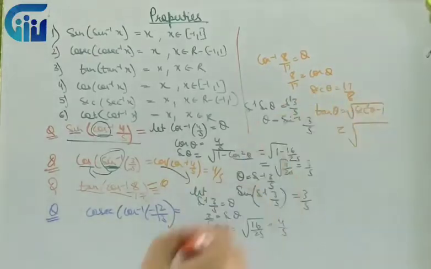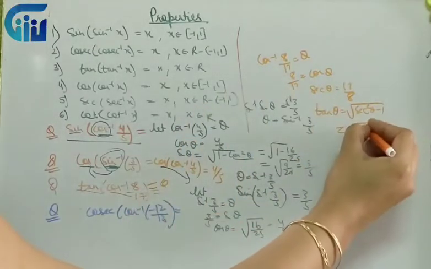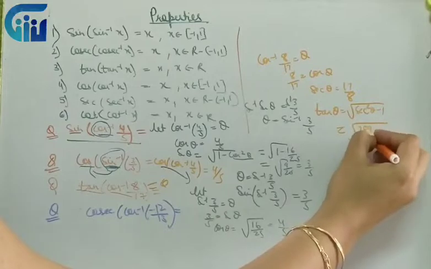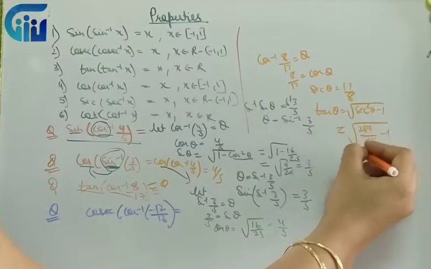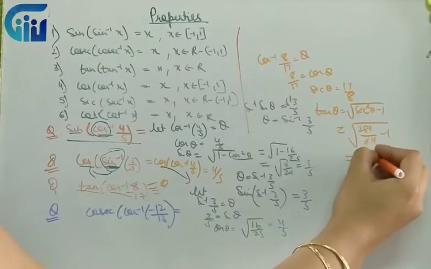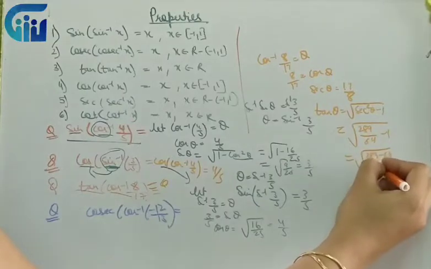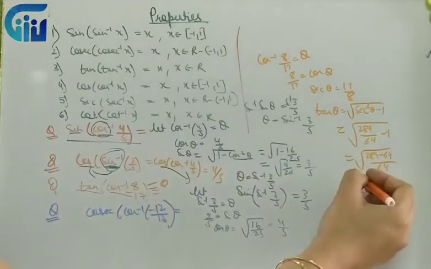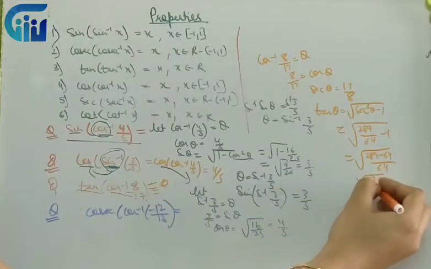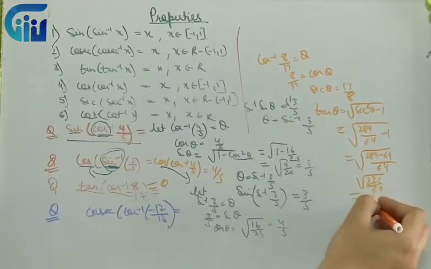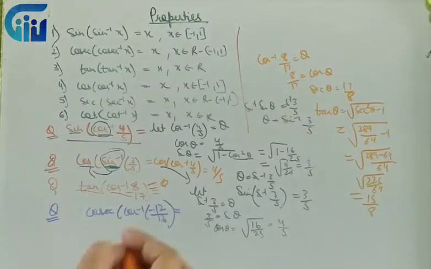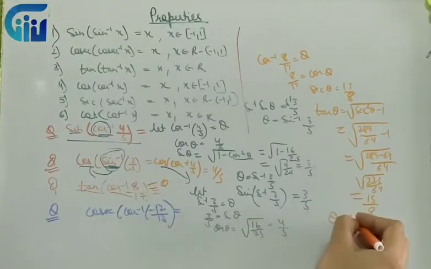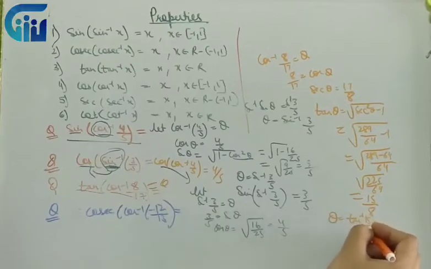So under root of this, 17 upon 8 squared will be 289 upon 64 minus 1. So 289 minus 64 upon 64. If I solve it up, what will I get? I will get 225 upon 64, which is 15 upon 8. So my tan theta is 15 upon 8. I can write theta as tan inverse 15 upon 8.